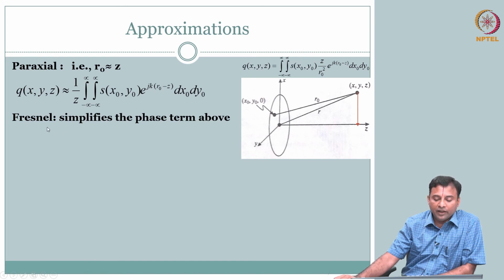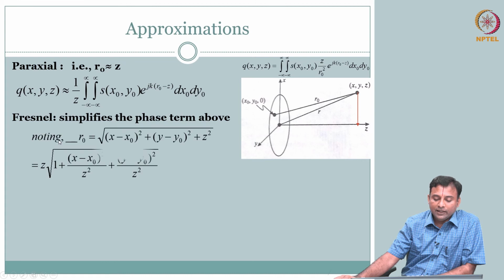So we will use the Fresnel approximation. What does that say? We note here r naught, which is the square root of x minus x naught squared plus y minus y naught squared plus z squared. So we want to simplify this. How do I simplify this? Because this is what we are going to go after, r naught minus z. We recognize r naught as this, and therefore we can quickly take the z out and write it as a fraction.